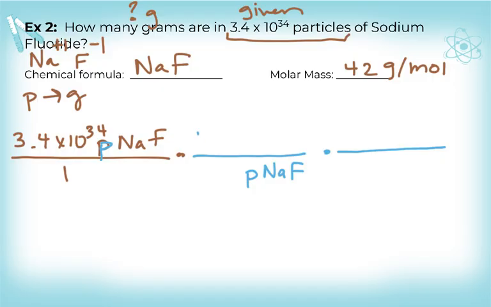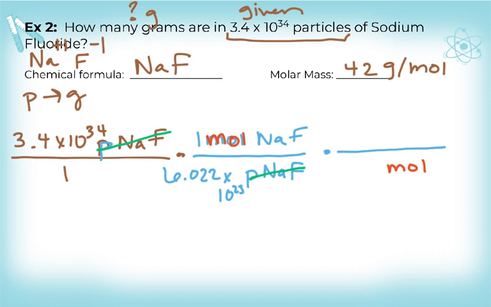So we've got our 1 mole of NaF in the top, my 6.022 times 10 to the 23rd in the bottom. I ran out of space a little bit. That allows for my particle units to cancel. And then now I want to get rid of moles. So I have moles in the top here. I want to get rid of moles, so moles are going to go in the bottom.